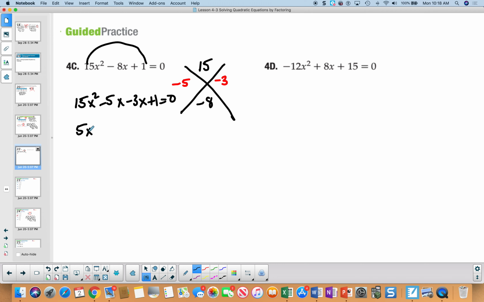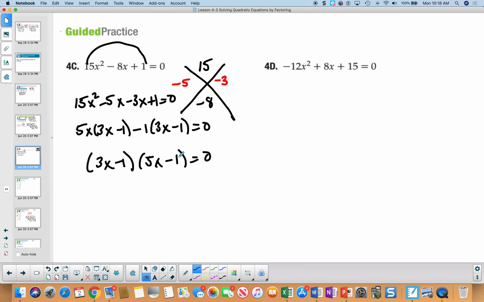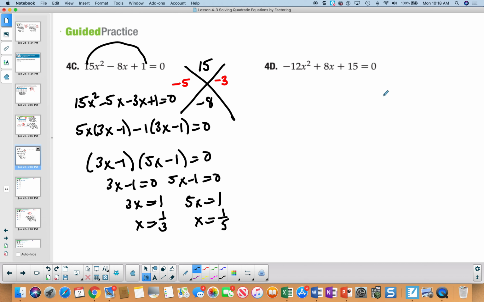So it's 15x squared minus 5x minus 3x plus 1 is equal to 0. Common factor. And then factor out a negative 1. Okay, and then our common factor is 3x minus 1 times 5x minus 1, set each equal to 0. Okay, we're going to do it here.